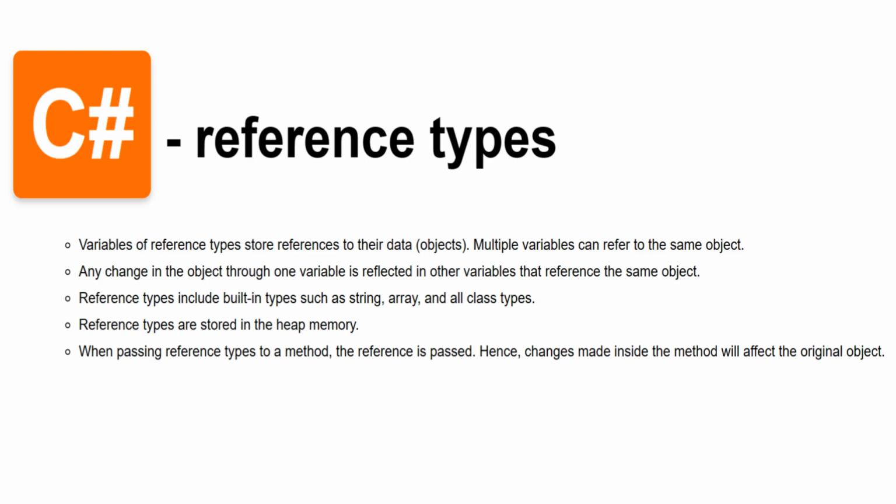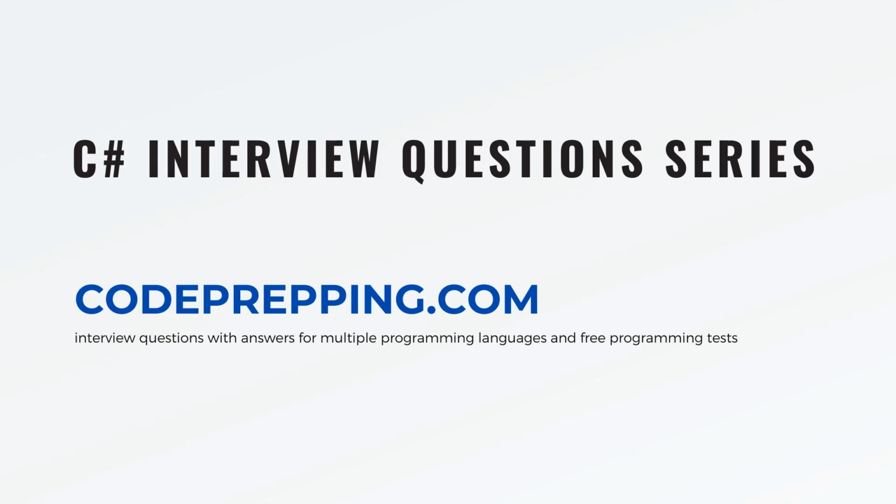These are the key points to remember about value types and reference types in C#. The choice between using value types and reference types depends on the specific needs of your program. Understanding these concepts will significantly improve your ability to write efficient and effective C# code. Hopefully, this tutorial will help you learn the difference between value types and reference types in C#.